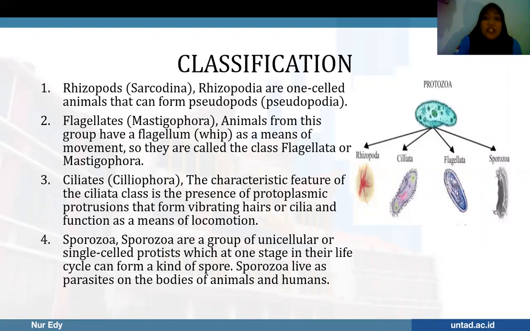The characteristic feature of the Ciliata class is the presence of protoplasmic protozoans that form vibrating hairs or cilia and function as a means of locomotion. And the fourth is Sporozoa. Sporozoa are a group of unicellular or single-celled protists which at one stage in their life cycle can form a kind of spore. Sporozoa live as parasites on the bodies of animals and humans.